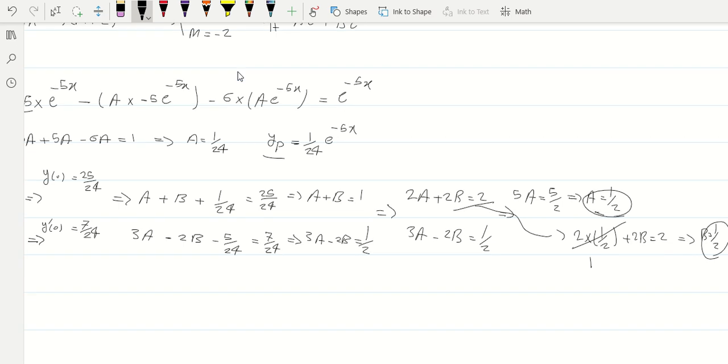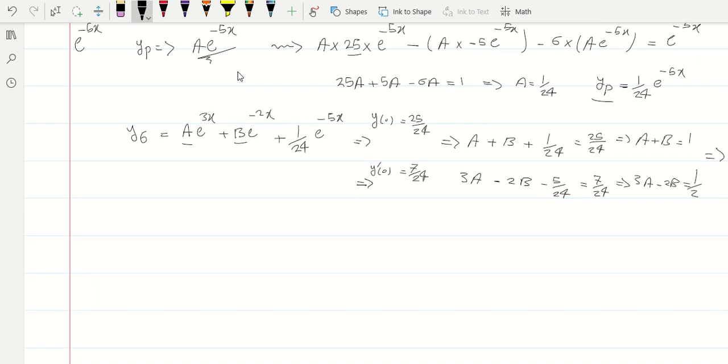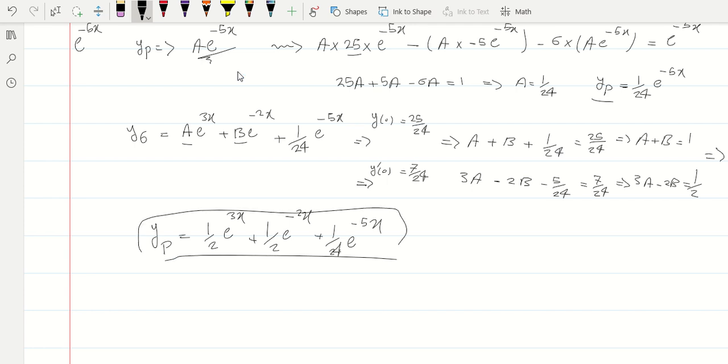Now, since I got my a and b values in here, I can just rewrite the equation again. So I can say that my particular solution for the general formula is now 1 over 2 e to the power of 3x plus 1 over 2 e to the power of minus 2x plus 1 over 24 e to the power of minus 5x. And that would be my particular solution for the general formula.